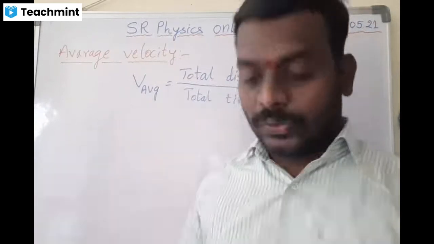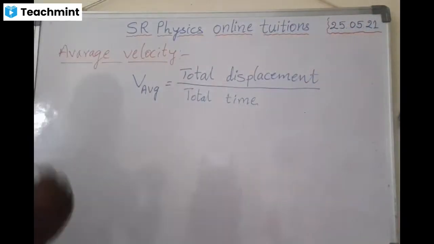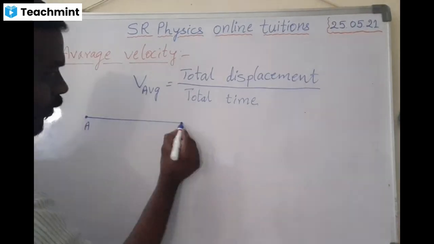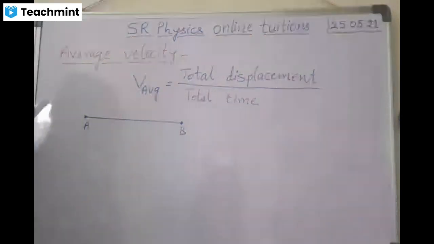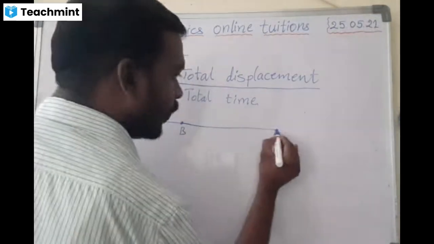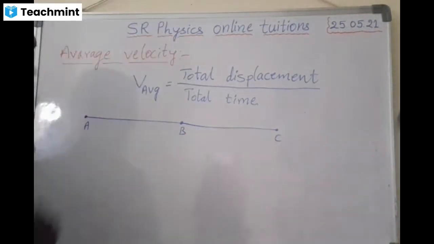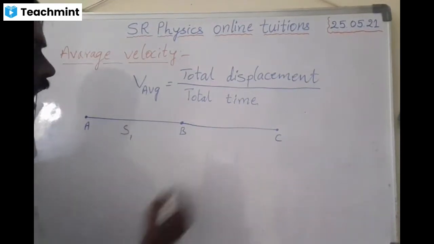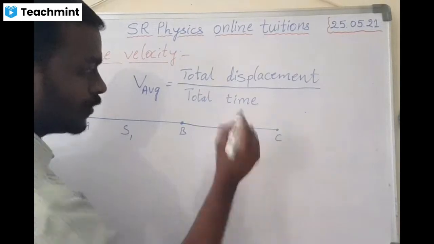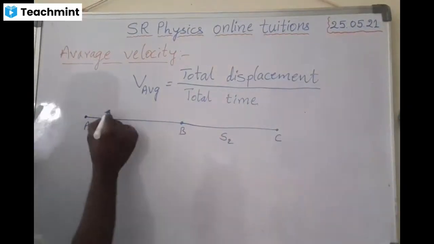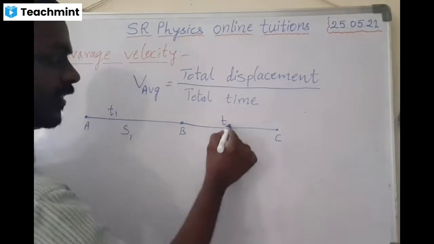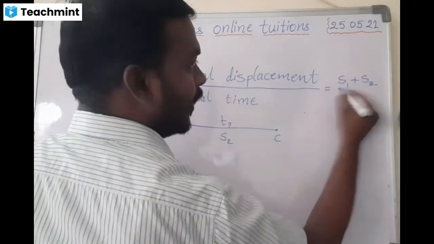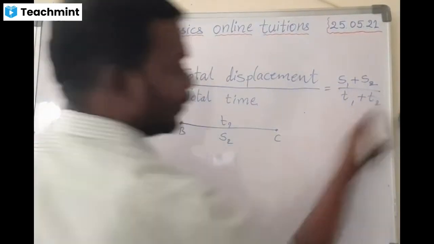See here, suppose if we consider an example, an object is here at A, reaching from A to B, and again from B to C. Between A and B, if it is covering a displacement of S1, and here if it is covering a displacement of S2, and if it is taking the time T1, and here time T2, then we'll take it as S1 plus S2 by T1 plus T2.